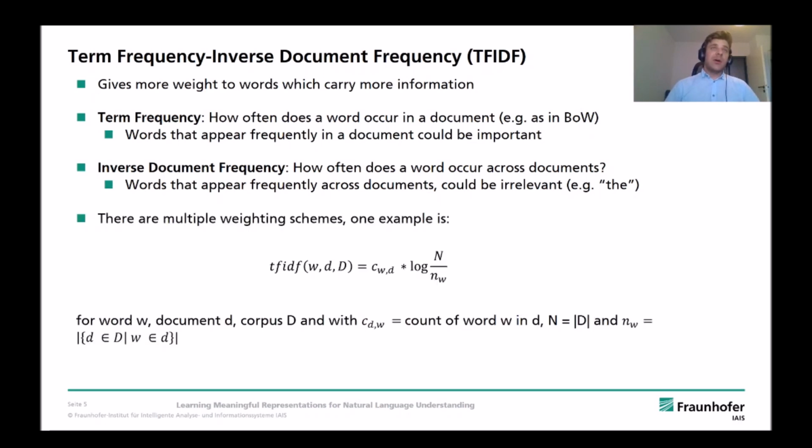There are multiple ways now to weight the term frequency and the inverse document frequency. One example, and a very popular example, is that we take the counts and multiply them with the logarithm of the total vocabulary size divided by the amount that word occurs across all documents. But as I said, there are many different weighting schemes, and this is just one of them.